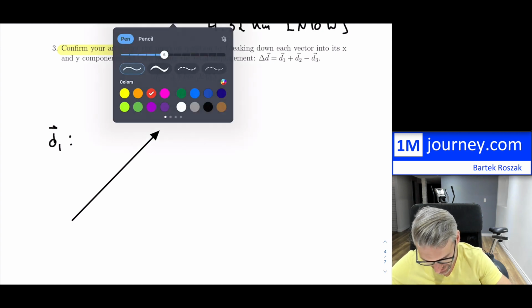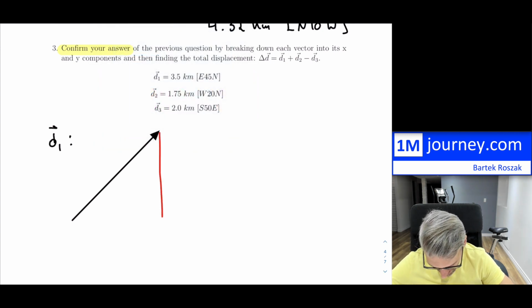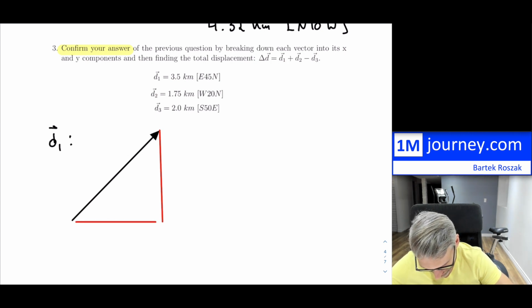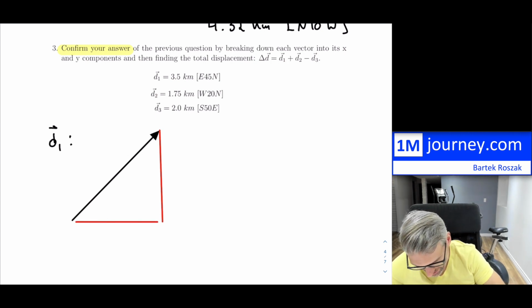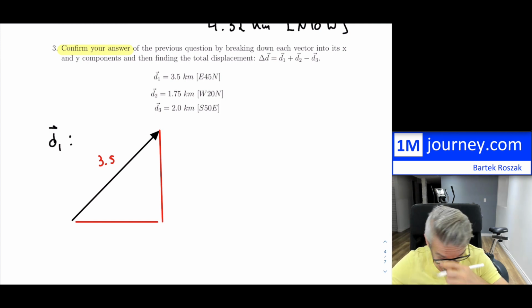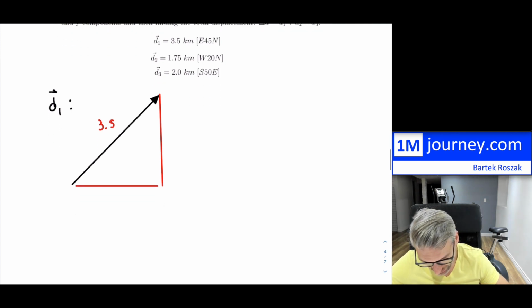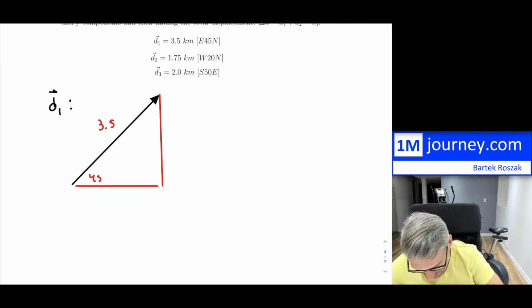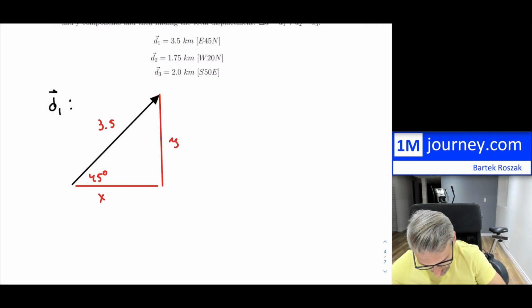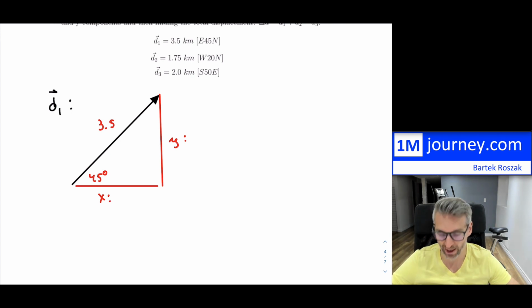Now for this vector, as you can see, we're going to have an X and a Y component. It's going to be something here and there. We know what this is: this is 3.5 kilometers. We know what the angle is: this is 45 degrees. This is my X component. This is my Y component. So let's break it down. This is all in kilometers, by the way. So let's see it.